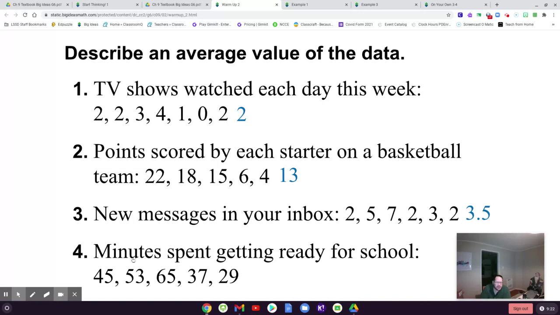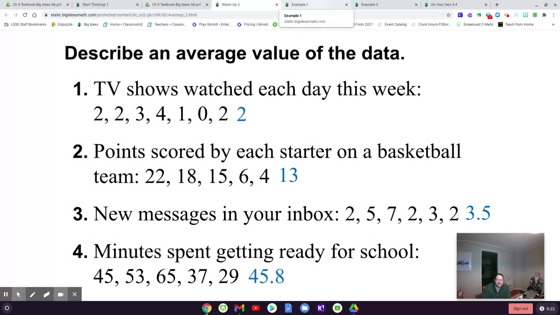And for this one, number 4, minutes spent getting ready for school. Over the 5 days, you spent 45, 53, 65, 37, and 29 minutes getting ready for school. What was the average? Okay, you add up those 5 numbers and then divide by 5, and you get 45.8 was the mean for minutes getting ready for school.